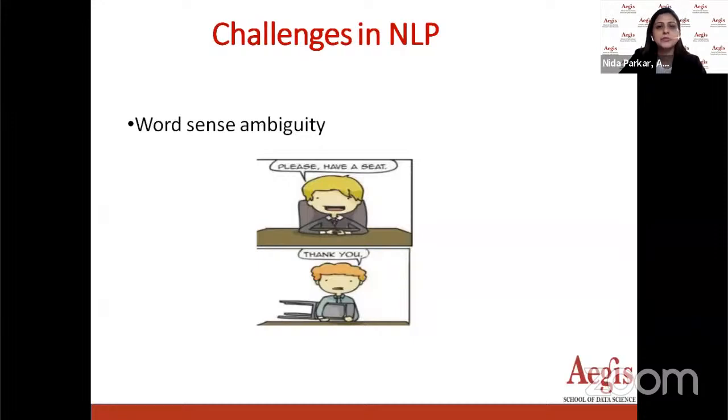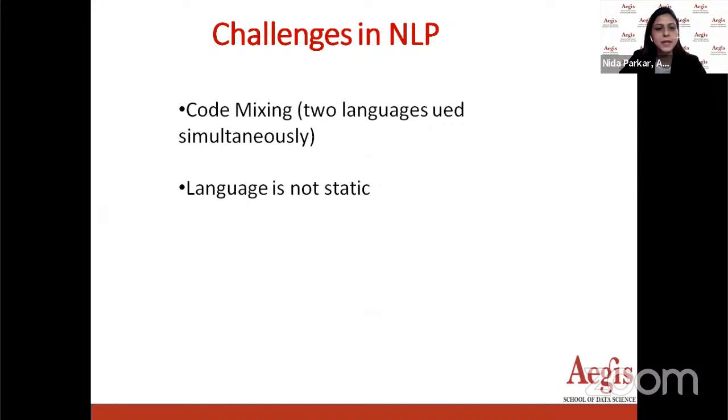Then you can say that if there is any sarcasm, suppose I was talking about a movie review. Suppose it says, "The good part about the movie was nothing." There is an important word like "good," which may tend to tell the NLP that the movie was good. But when you hear the overall sentence, that the good part about the movie was nothing, it actually means the movie was not a good movie and it should be classified as a negative sentiment and not a positive one. Another challenge is code mixing, two languages used simultaneously.